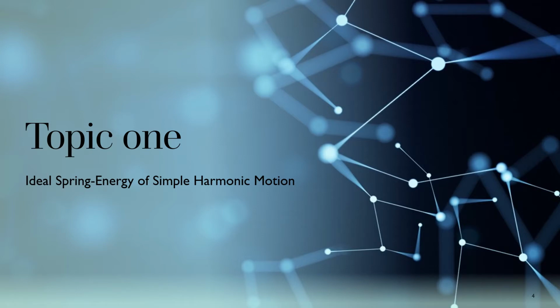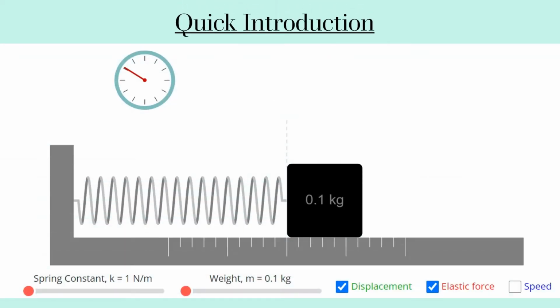First topic we start with is the ideal spring energy of simple harmonic motion. So as an introductory video, let's start with a simple simulation that demonstrates what simple harmonic motion is. Simple harmonic motion is simply motion under the influence of a restoring force. What's meant by a restoring force? It is simply a force that pulls the body back to its equilibrium position as it moves away from it. And as it approaches the equilibrium position, it pushes it to the other direction. So it's always acting against the displacement.